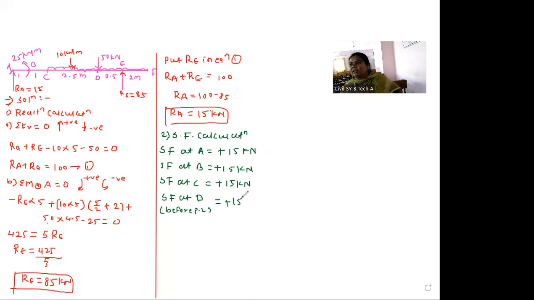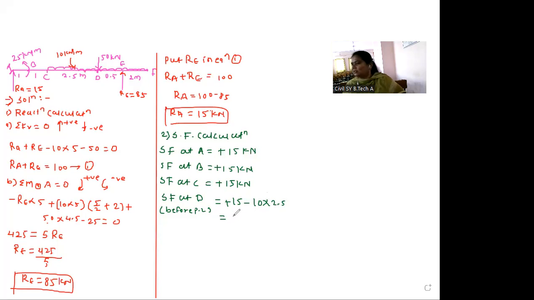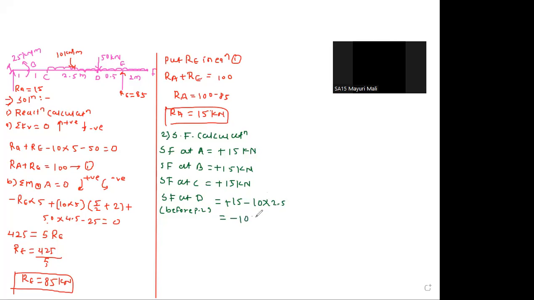In between C to D there is downward uniformly distributed load, so minus 10 into, we have to multiply by the span, and in between C to D span is 2.5. So you calculate and tell me shear force at D, which is equal to how much? Minus 10, right? Yes, minus 10 kilonewton.